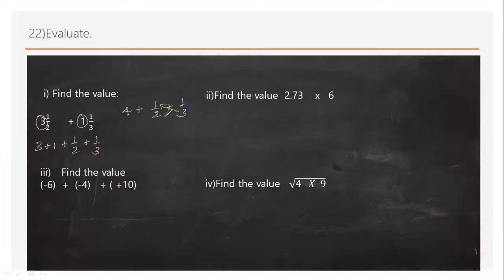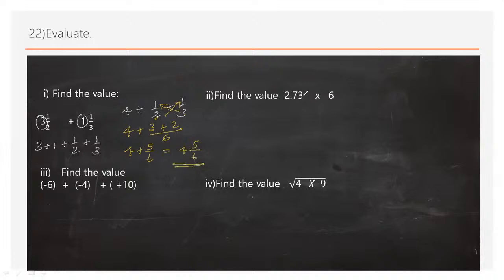You can do it like this. Easy, right? 3 times 1 is 3, 2 times 1 is 2, so 3 plus 2 over the line. 2 times 3 is 6 below the line. 4 plus 3 and 2 is 5 over 6. Then our answer is 4 and 5 over 6.